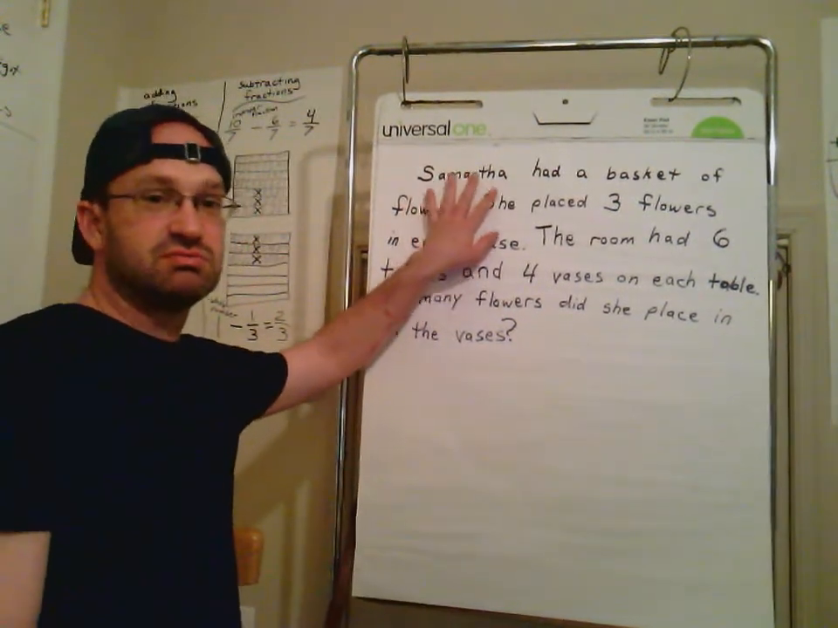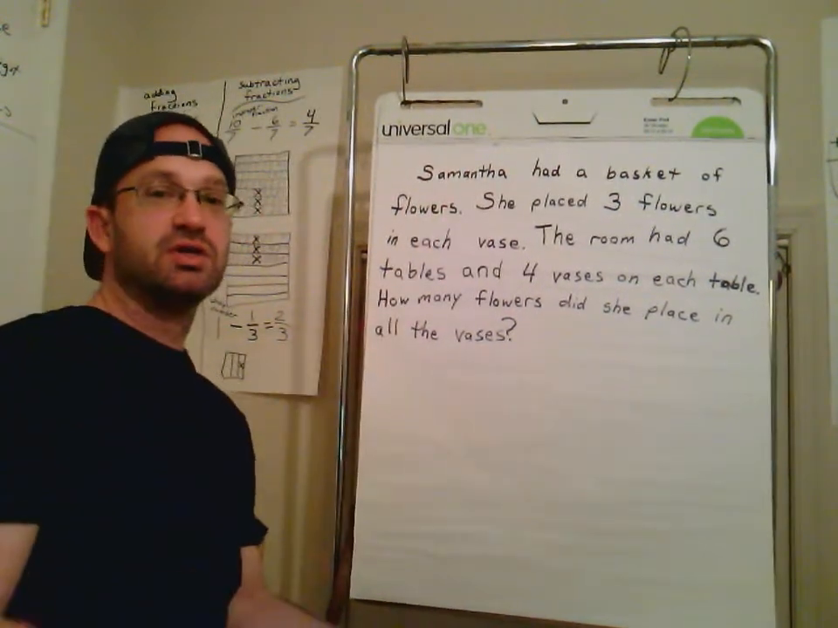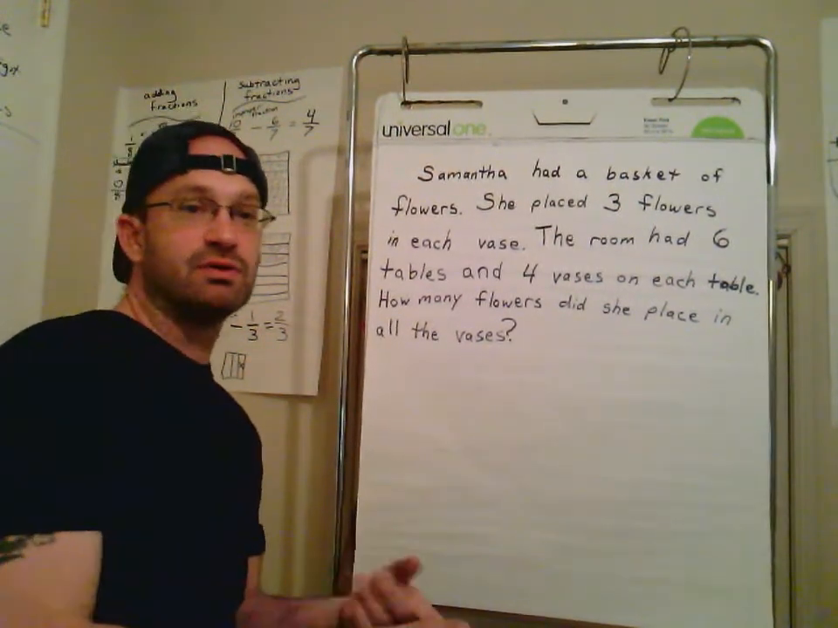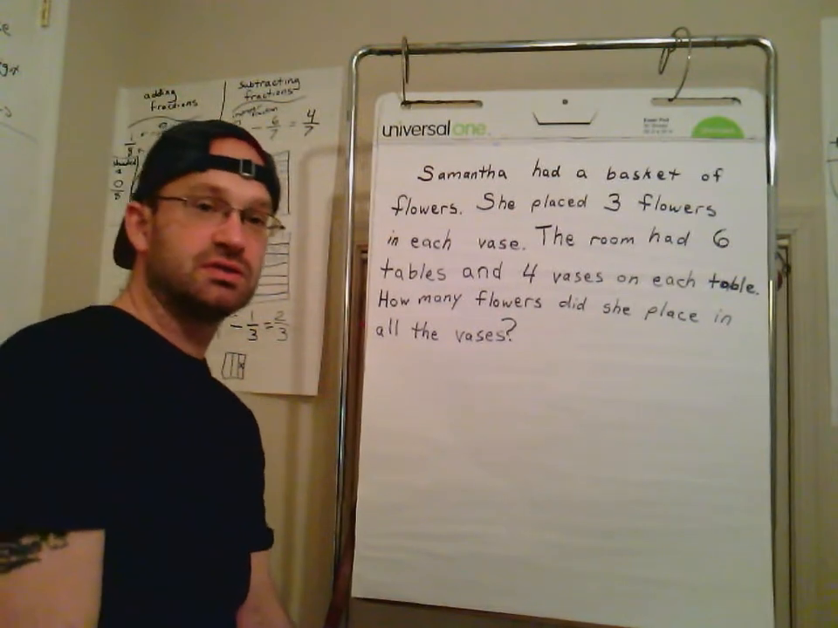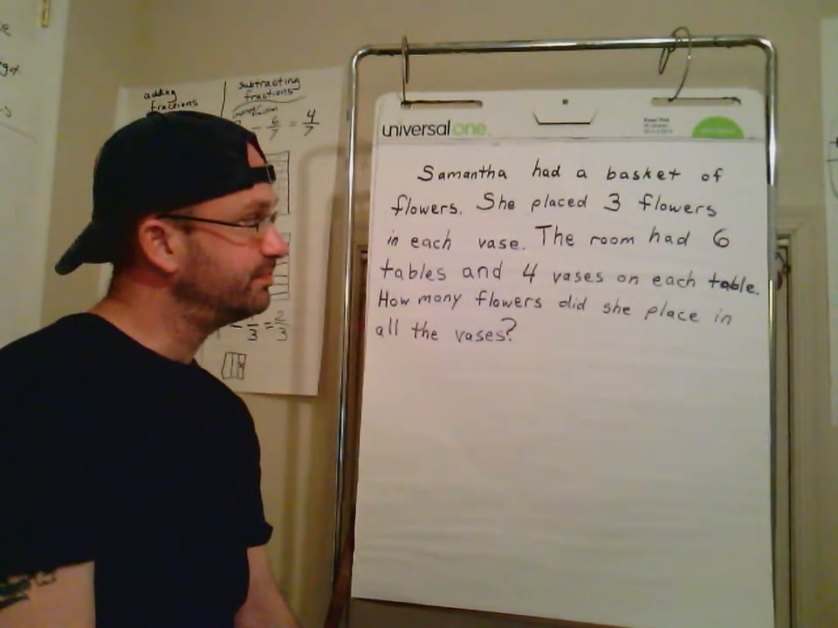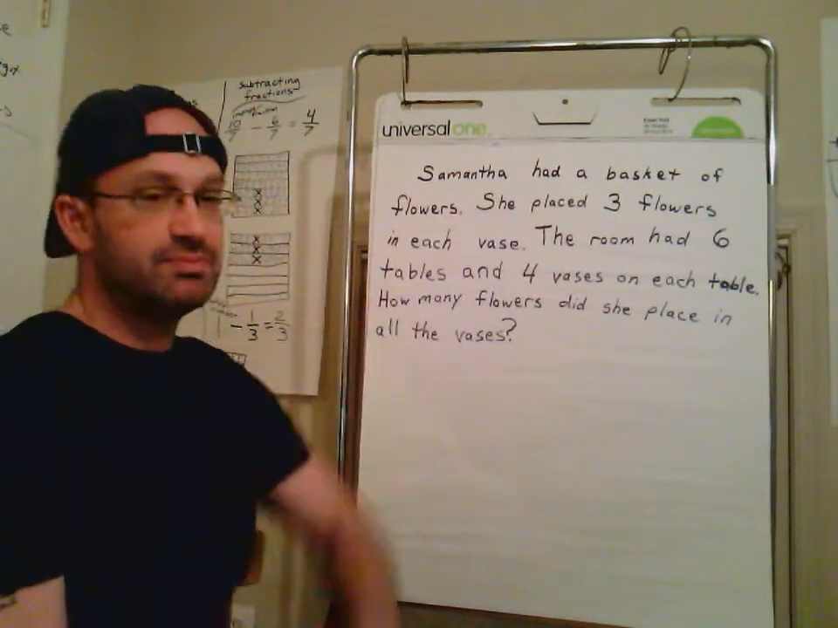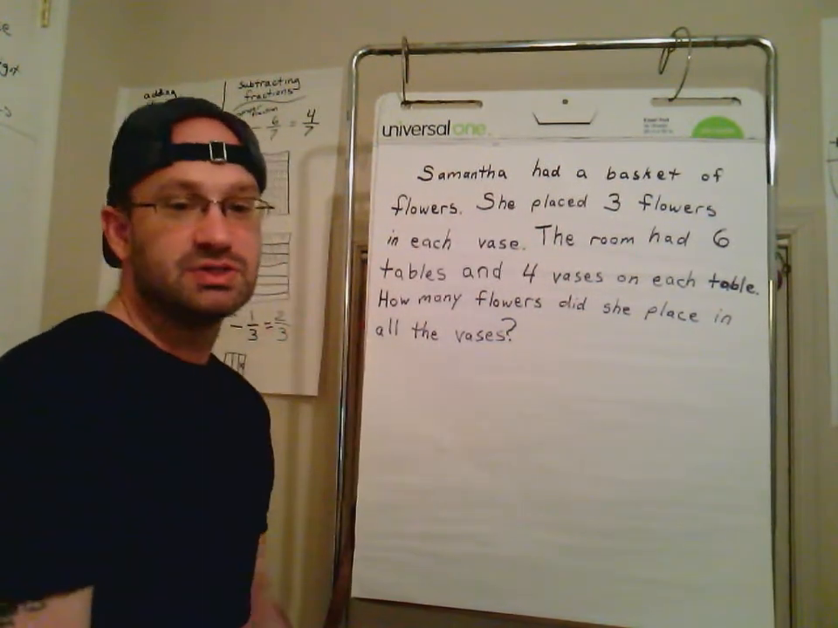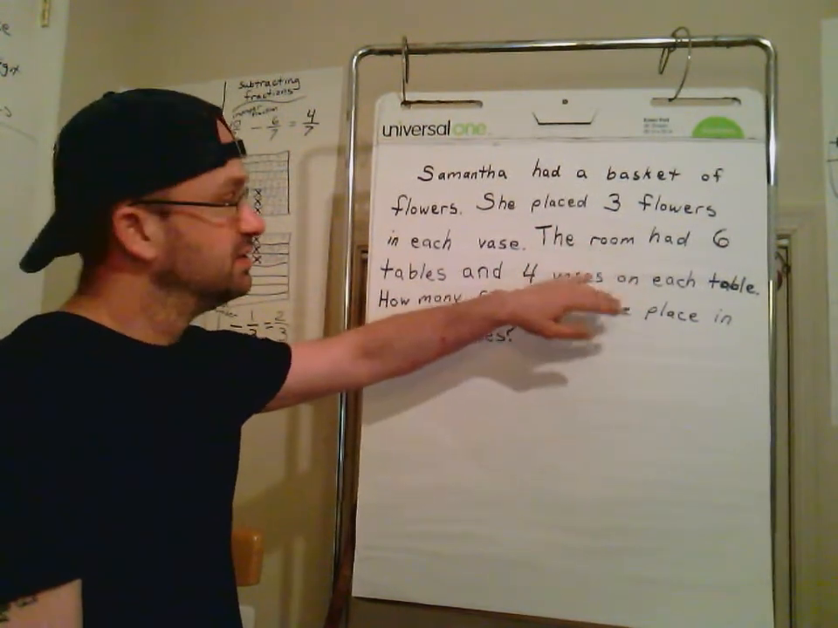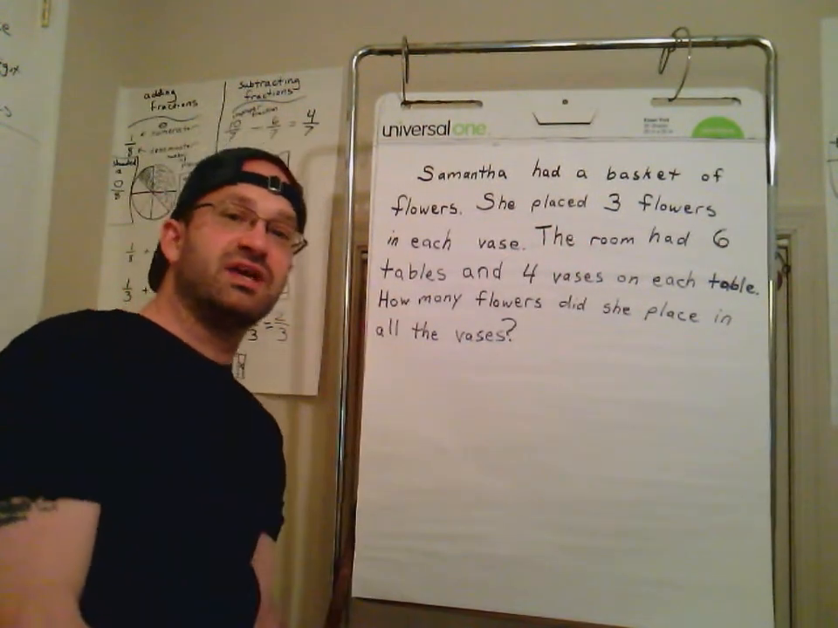Pretty flowers, whatever flowers you think of, tulips, daisies, dandelions, sunflowers. She had a basket of flowers. Picture that in your mind. She then placed 3 flowers in each vase. Now stop right there. Don't read ahead yet. She put 3 flowers in each vase. What does that mean?